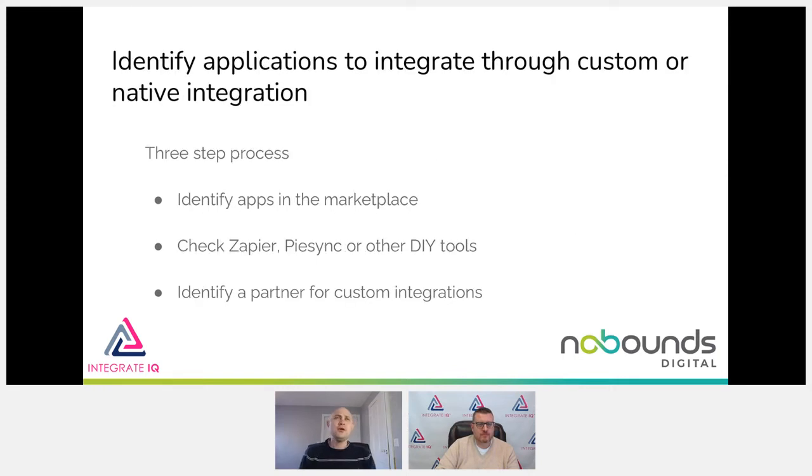All right, so talking about identifying applications to integrate through custom or native integration, this is your baby here, Todd. So what should we keep in mind? Yeah, so after you kind of take inventory, I like to think about this in a 3-step process. Number one, let's go look in HubSpot's marketplace. That way you can start to see what are the connections that are off the shelf.